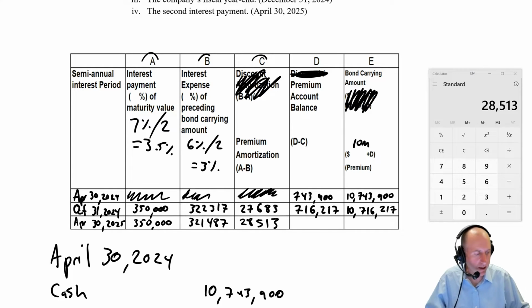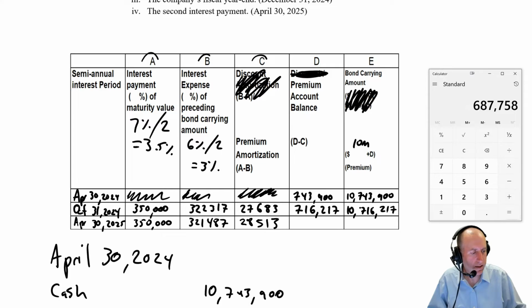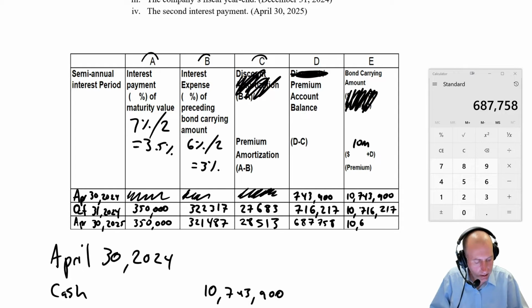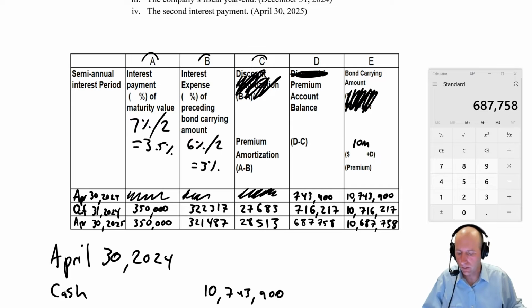Premium account balance, D minus C, 716,217 minus 28,513, 687,758. And last, 10 million plus whatever's in column D, 10,687,758. Okay, there we have it. My pen's on the fritz again, so I hope it's reasonably legible.